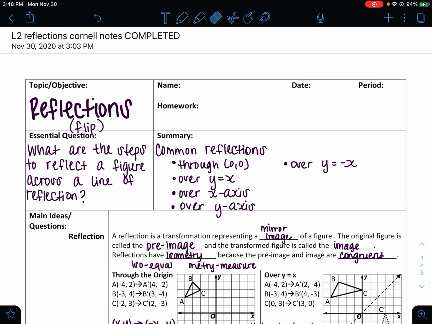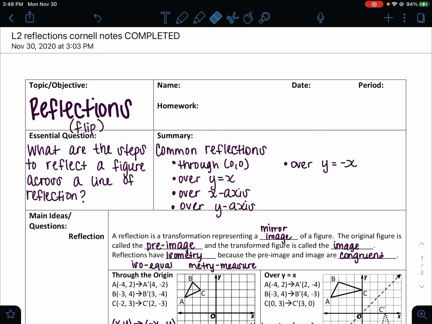All right, reflections. So we just finished up translations, and now we're moving on to another transformation. A reflection changes the shape only by its position again. It doesn't actually change the size of the shape or anything like that. It just changes where it is.